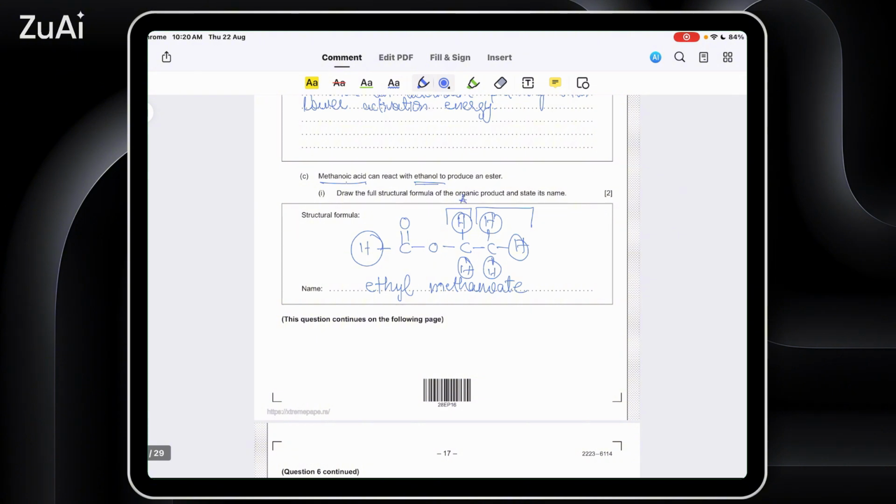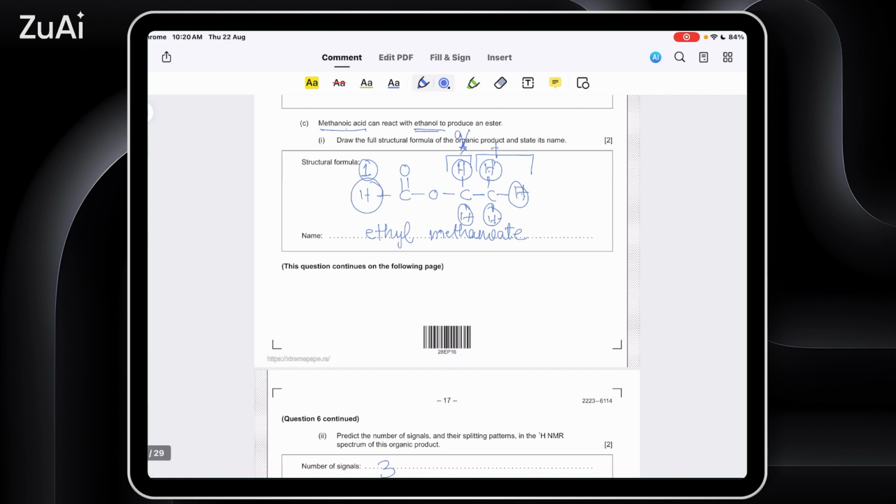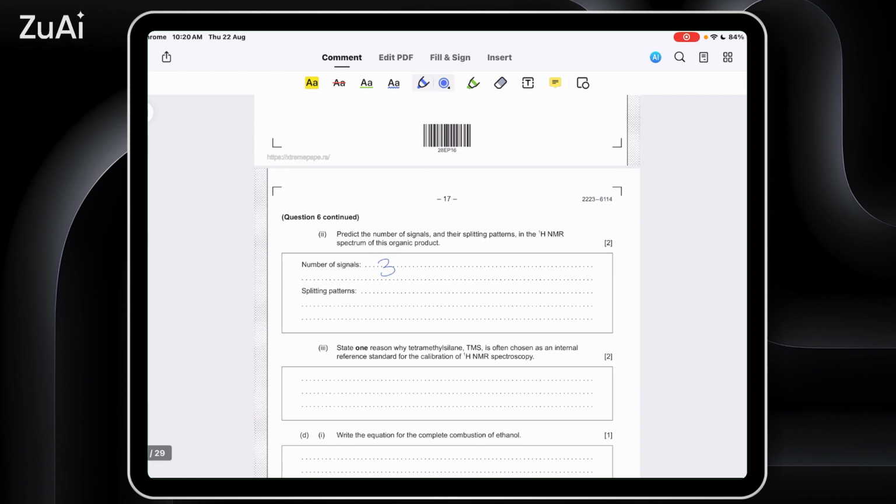This will give the quartet because it has 3 hydrogen. This will give the quartet. This will give the triplet. This will give the singlet. So singlet, triplet, and quartet. You know this splitting pattern?